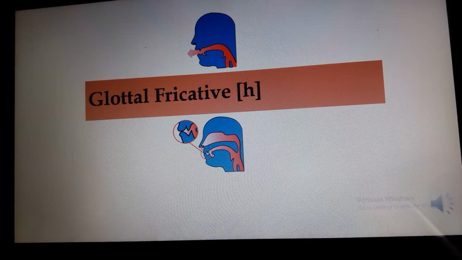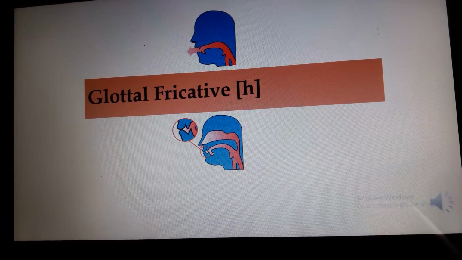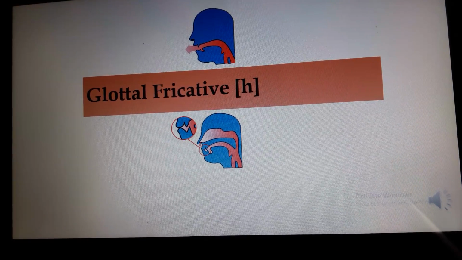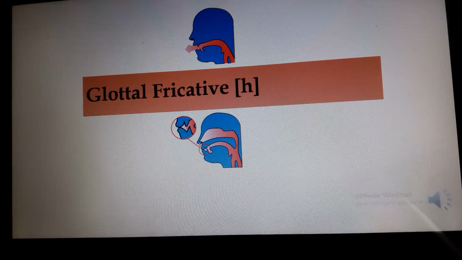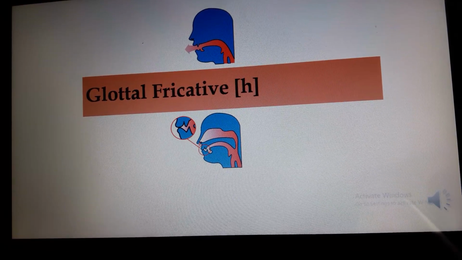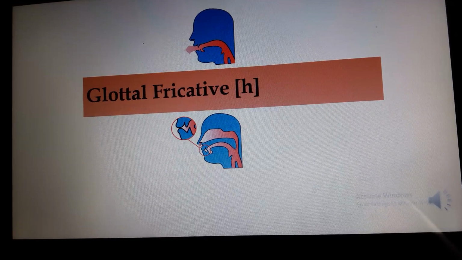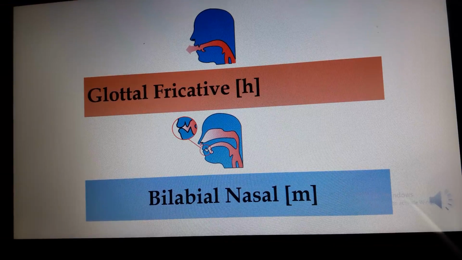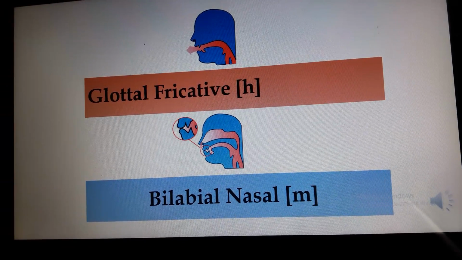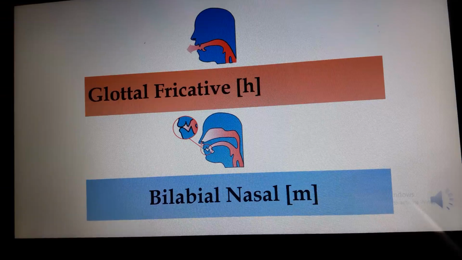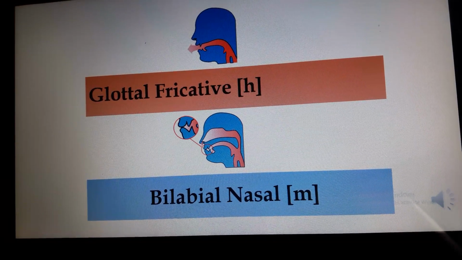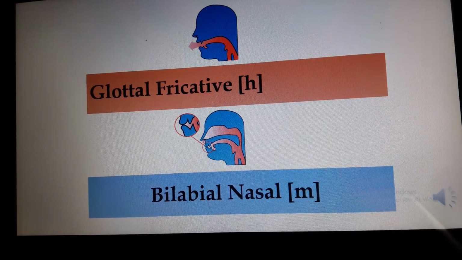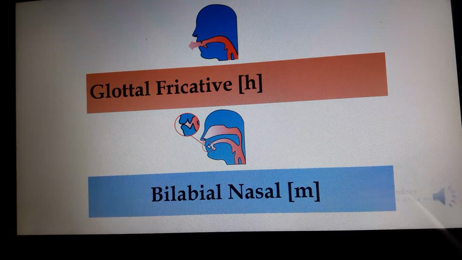As you can see in picture number 1 is glottal fricative with the consonant H. It is produced with the voiceless expulsion of air from the lungs with the mouth and tongue already in position for the following vowel. And the second picture is bilabial nasal with the consonant M, and the lips are firmly kept together forming the complete obstruction. The active articulator is the lower lip, the passive articulator is the upper lip.